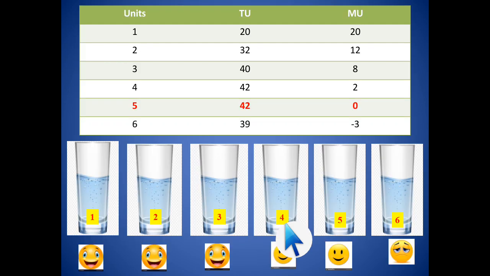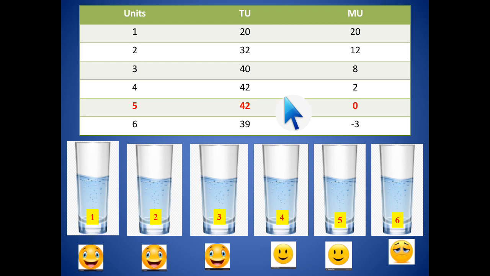Okay, here is an example. Suppose you are very thirsty. I have given you one glass of water. With the first glass of water, you are satisfied by 20 utils, because you are very thirsty. With the second glass of water, your total utility increases to 32. Then with the third glass of water, it increases to 40, then 42. But see, at the time of the fifth glass, your total utility is not increasing. It got saturated, still 42. That means it is the point where you should stop. You should not move on consuming more and more.